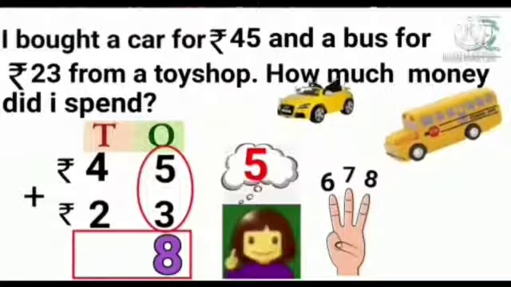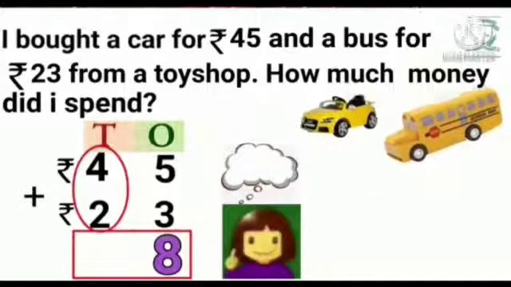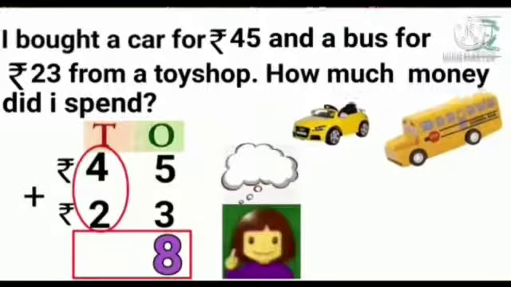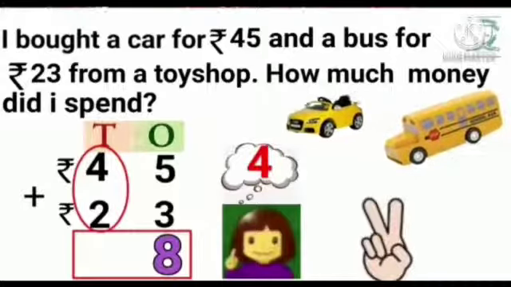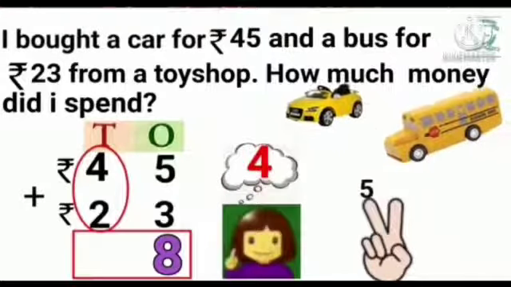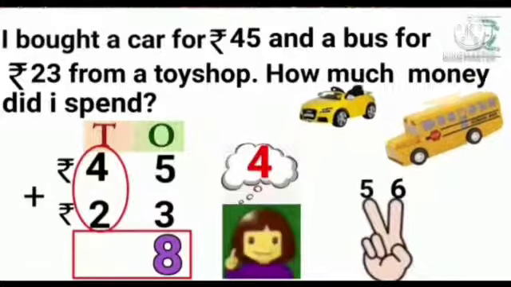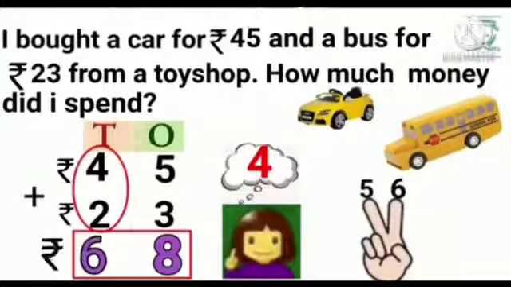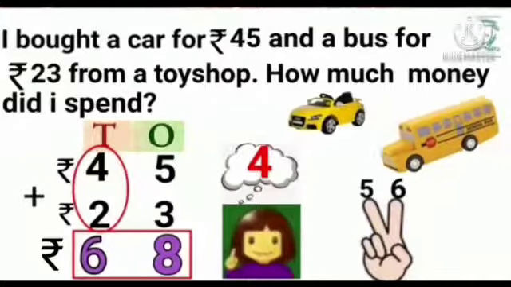Now we add the digits in the tens place. We add as 4 in the mind and 2 fingers up. After 4 comes 5 and 6. We write 6 in the tens place. We can say that I spent rupees 68 for buying the toys.